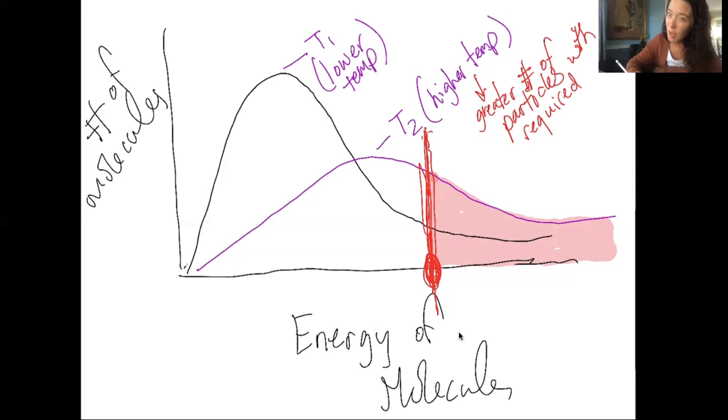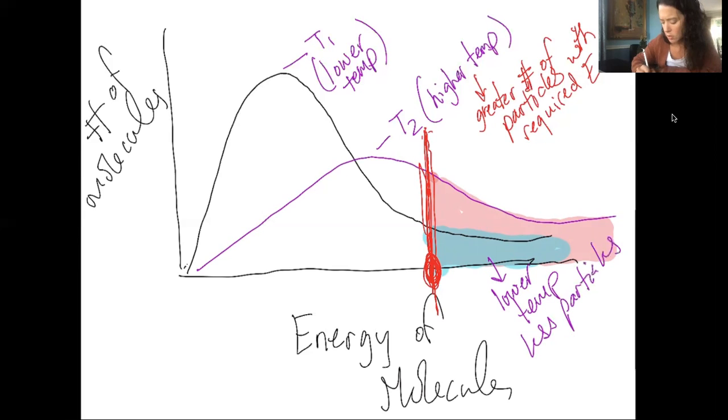We've not only got more of them, but we've got more of them occurring with greater amounts of energy. So let me move this. Greater number of particles with required activation energy, okay? Compared to at the lower temperature, right? We only have this many number of particles. So let's just highlight that. At the lower temp, whoa, sorry, everyone. At the lower temp here, there are fewer particles with required activation energy.